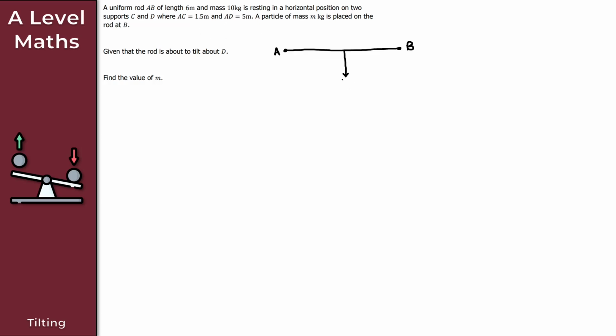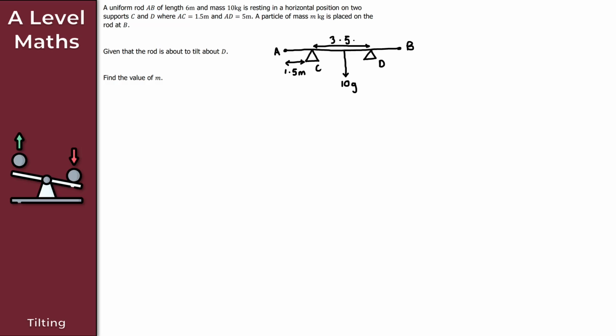It has a mass of 10 kilograms, so that's going to be 10g there. We also have two supports labeled as C and D. So this is C and this is D. We're also given two distances. The distance AC is 1.5 meters, so from A to C this is 1.5 meters. And from A to D, that's 5 meters. If this distance is 1.5 meters, then this distance must be 3.5 meters.